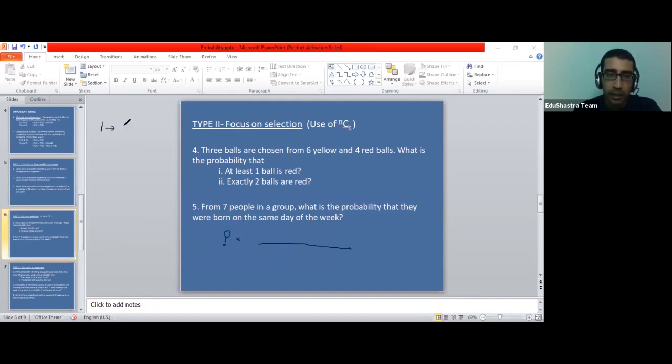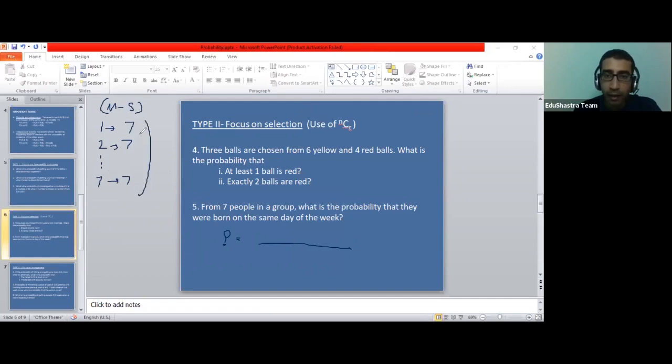Now, the first person has 7 possibilities of being born on a day from Monday to Sunday. So the first person may be born on any day from Monday to Sunday, 7 possibilities. The second one also has 7 possibilities. The third one also. All 7 people have 7 possibilities.